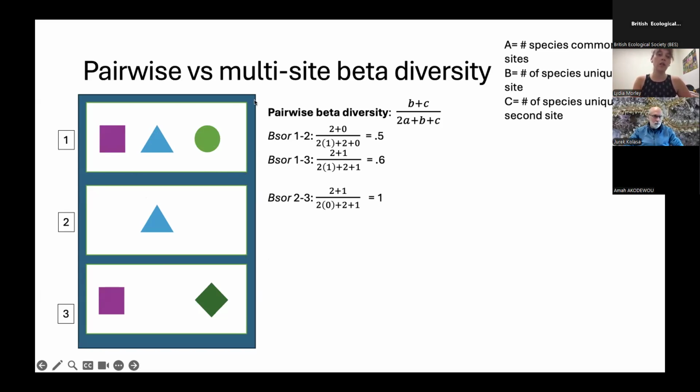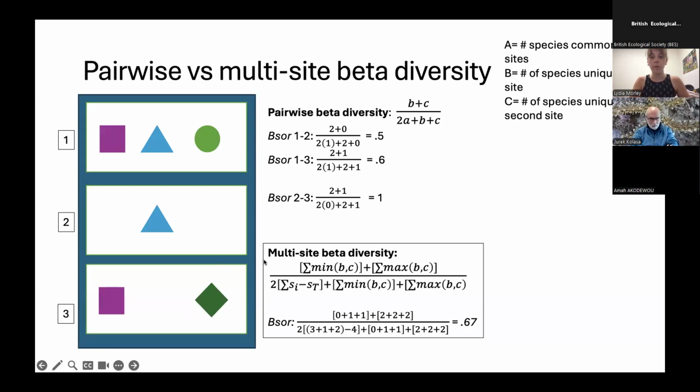But all of these separate measures don't necessarily tell us, on the whole, how to understand the extent of change within this community. So we can calculate that using multi-site beta diversity, which is just a variation of the Sorensen family pairwise beta diversity.